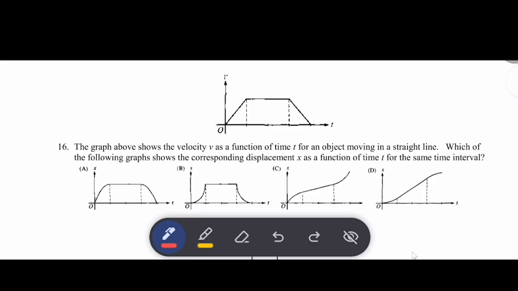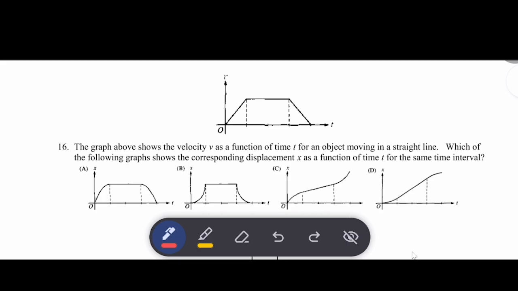It says that the graph above shows the velocity v as a function of time t for an object moving in a straight line. Which of the following graphs shows the corresponding displacement x as a function of time t for the same time intervals? And then down below we have our displacement graphs.